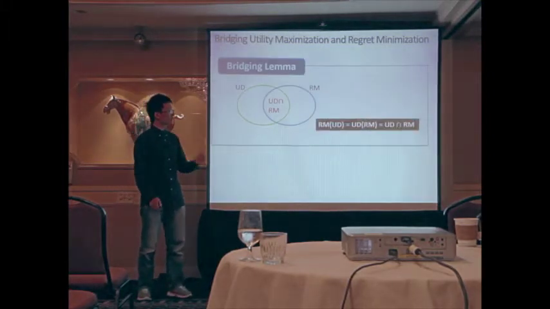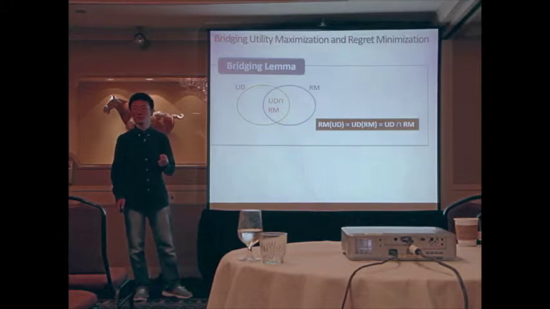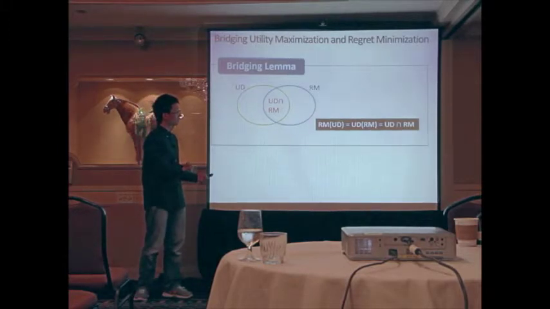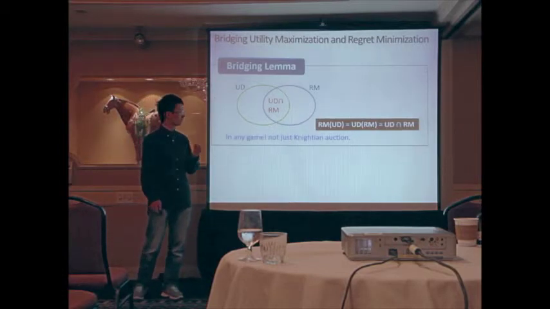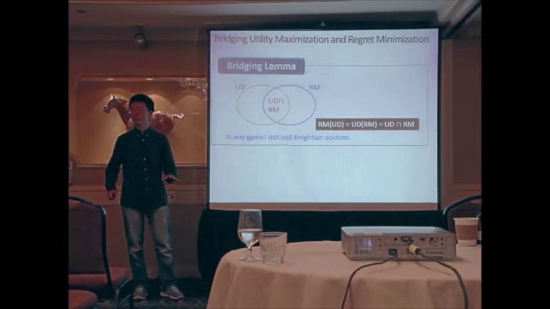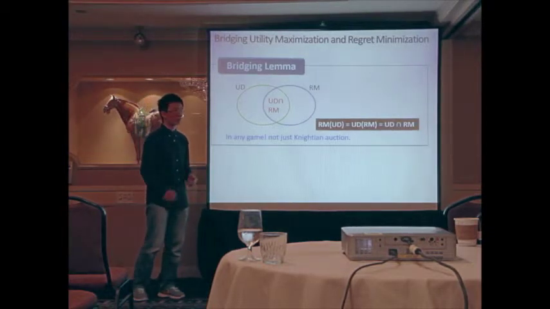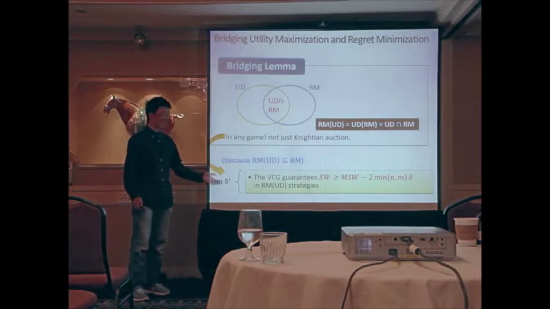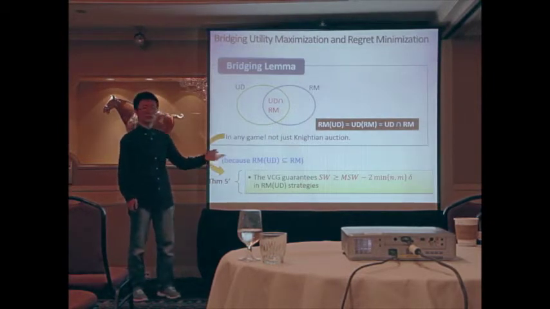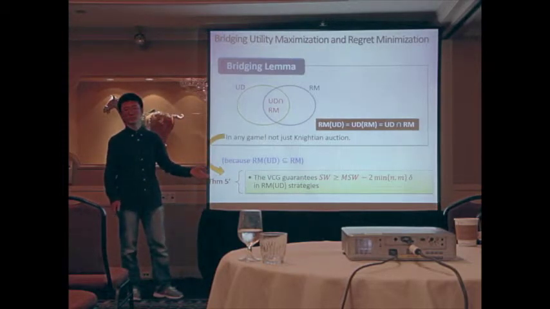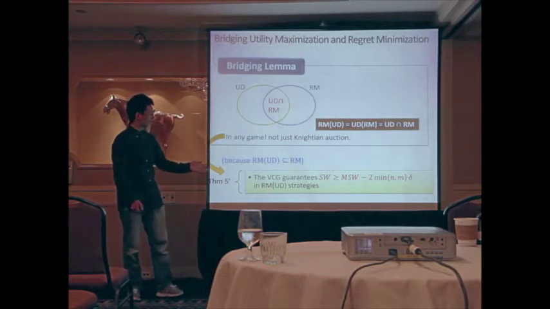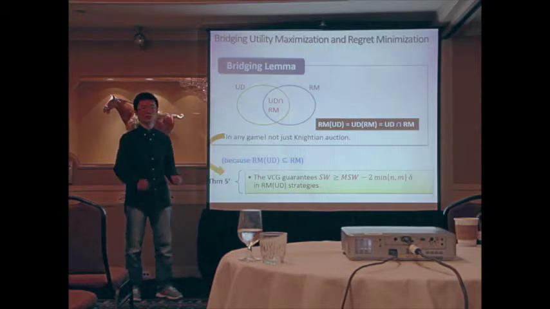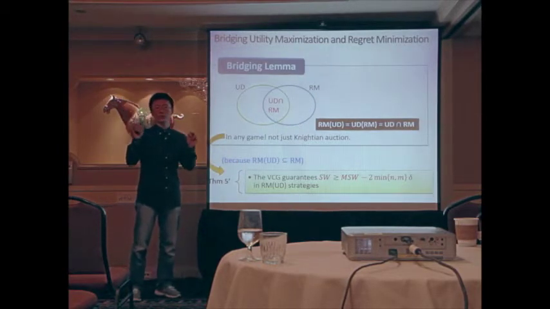But in fact, very surprisingly, the two players are the same. Not only that, the remaining strategy set equals something pretty simple, which is the intersection between UD and RM. Again, this is true for any game, not just the Knightian auction. So let's now apply it to Knightian auction. Remember our theorem 5 says that the social welfare guarantee is very good for regret minimizers. Because RMUD is a subset of RM, it also implies that the desired social welfare guarantee works also for utility maximizers who only use regret to break ties.